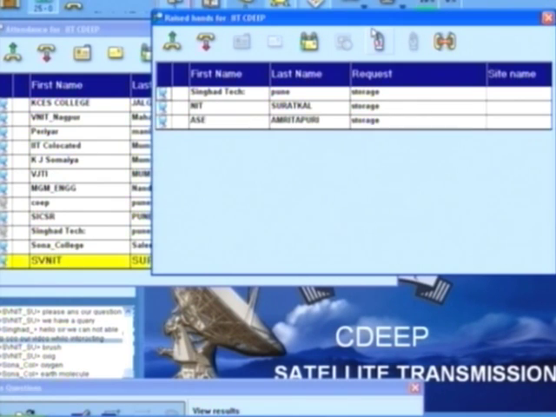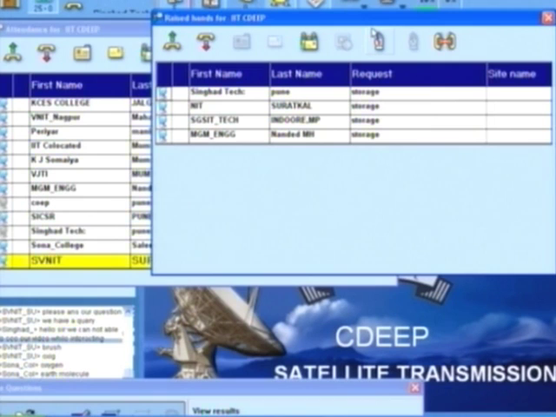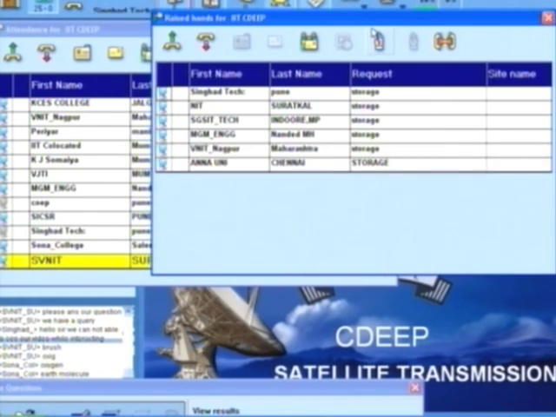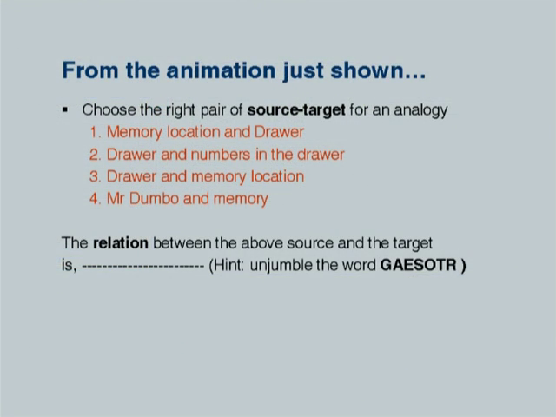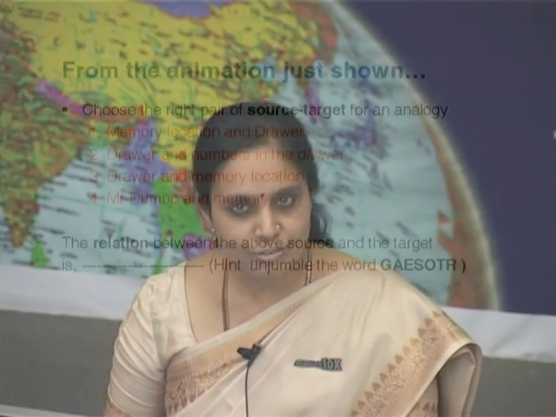Simhagad Pune is the first to say it is storage. Thank you NIT Surathkal, Indore and Nanded and Maharashtra, everybody is following it. Thanks for that answer. So, in this first analogy taken out of this visualization, the source is the drawer, which is related to the target, the memory location, and the relation is that both of them are used for storage.